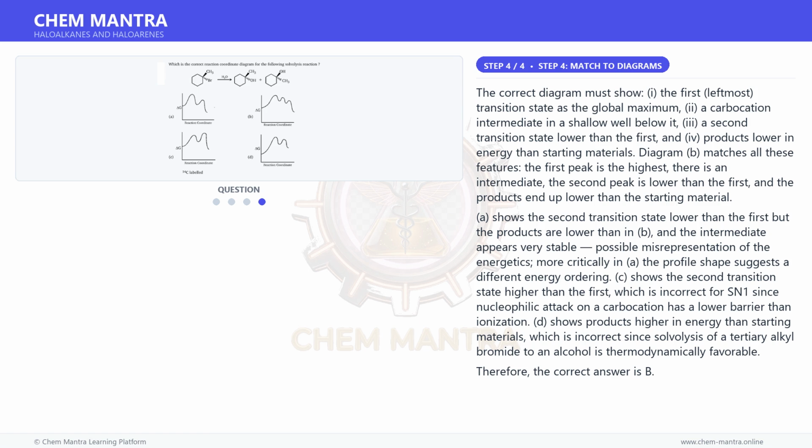C shows the second transition state higher than the first, which is incorrect for SN1 since nucleophilic attack on a carbocation has a lower barrier than ionization. D shows products higher in energy than starting materials, which is incorrect since solvolysis of a tertiary alkyl bromide to an alcohol is thermodynamically favorable.